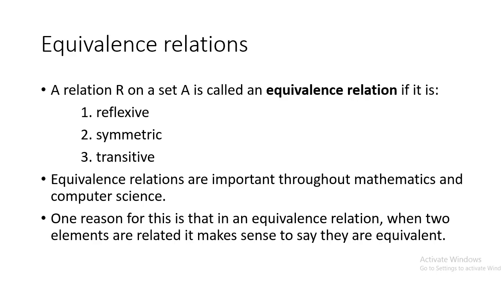Equivalence relations are very important throughout mathematics and computer science. One reason for this is that in an equivalence relation, when two elements are related, then it makes sense to say that they are equivalent. That's why they are important. And for the equivalence relation, the conditions are reflexive, symmetric, and transitive.